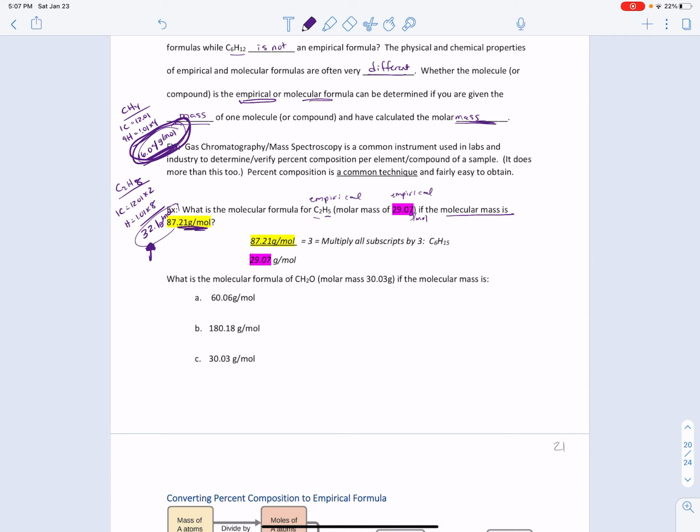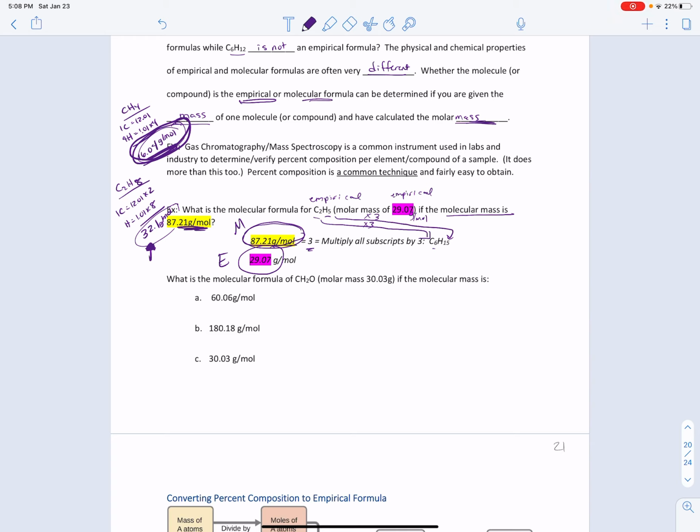We want to know what is the formula. So this is the large one. That's the molecular. And then this is the empirical. So molecular divided by empirical, the masses of them. We find out what it is. See, that's a 3. So then we just multiply each of these subscripts by 3. So 2 times 3 is 6. And 5 times 3 is 15.